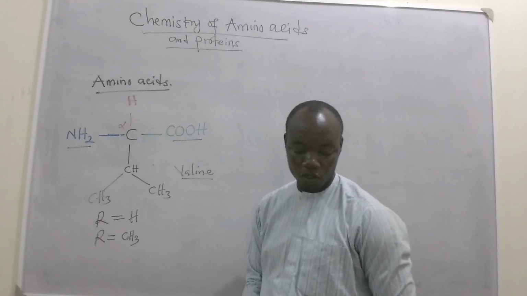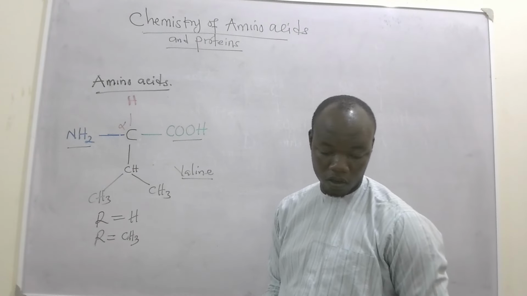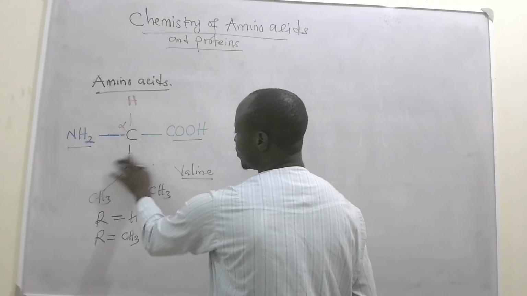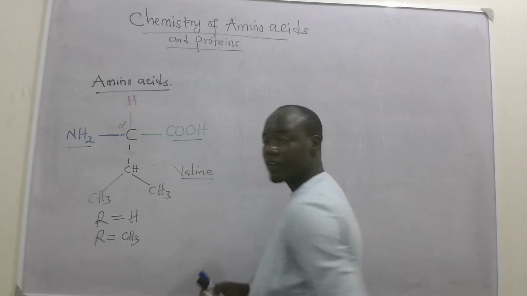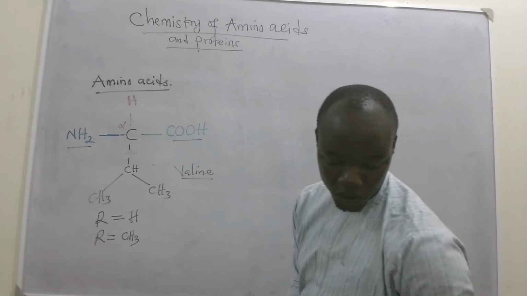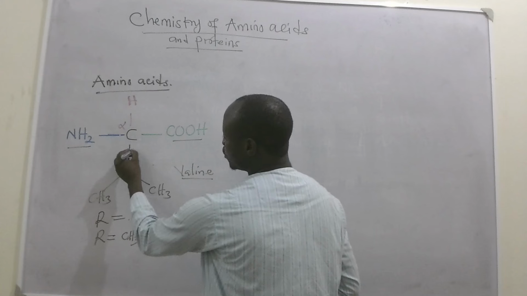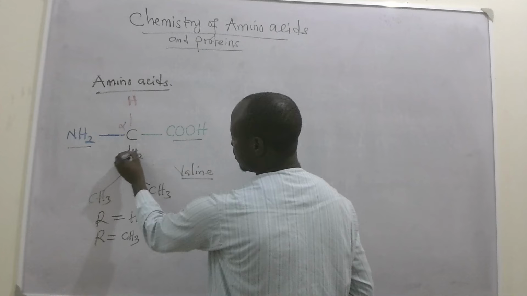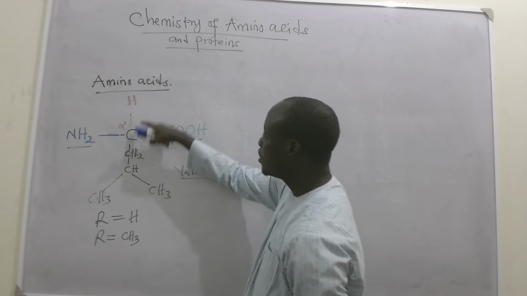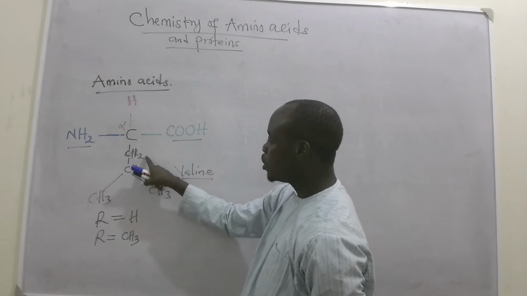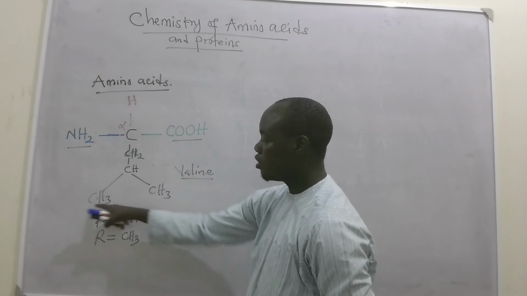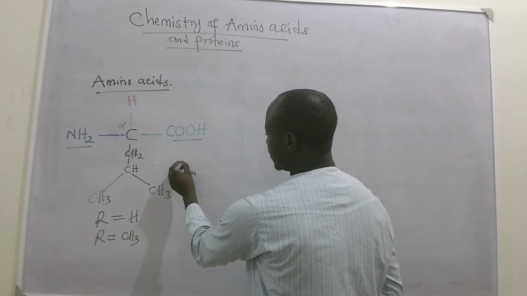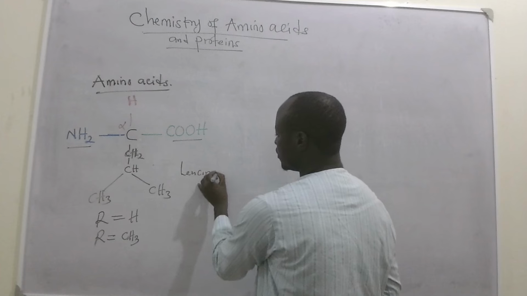After valine, we also have an amino acid called leucine. In the case of leucine, it's almost similar to valine, but the only difference is that there is a CH2 here. See? There is carbon, then you have CH2, then you have CH, then followed by this. So this one is leucine.